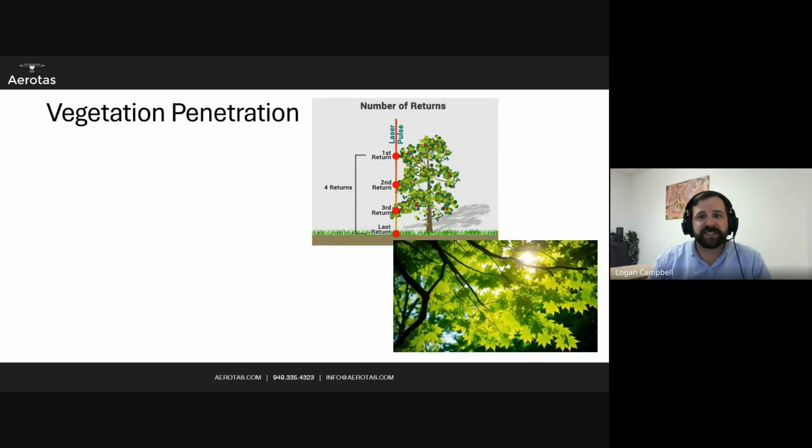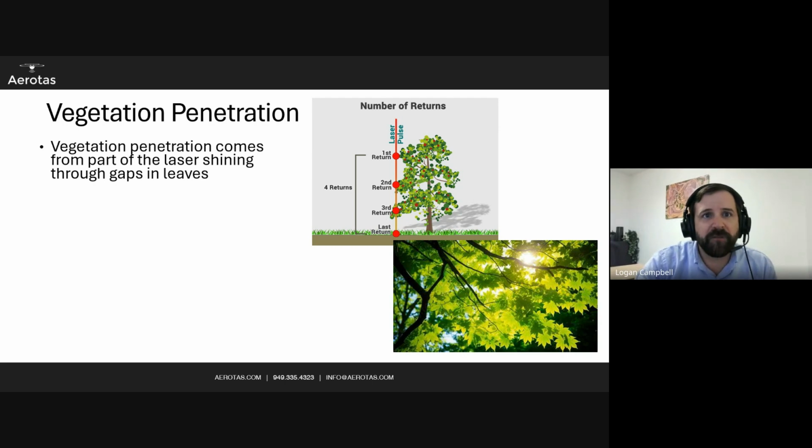One of the primary reasons why people use LiDAR is for vegetation penetration. That is one of the biggest benefits of using LiDAR for survey. So I want to talk really quickly about exactly how that works. For starters, vegetation penetration comes from the laser itself finding gaps in the leaves. If you look at this little tree right here, this is what it would look like from the ground looking up through dense foliage, and you can still see little gaps of sky. The short answer is the laser finds those gaps through its hundreds of thousands of pulses per second, and it can actually see through to the ground.